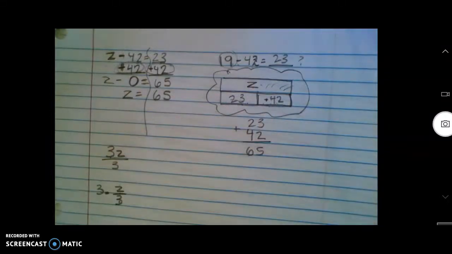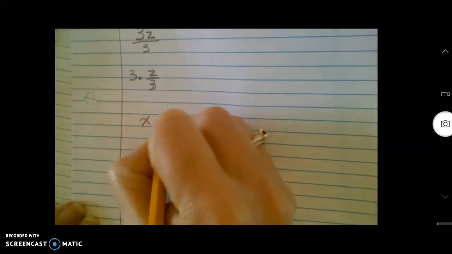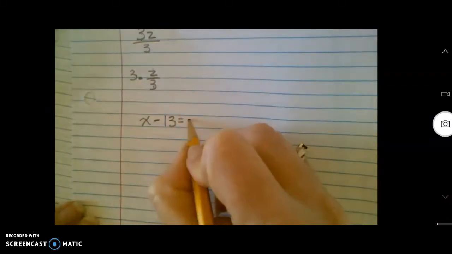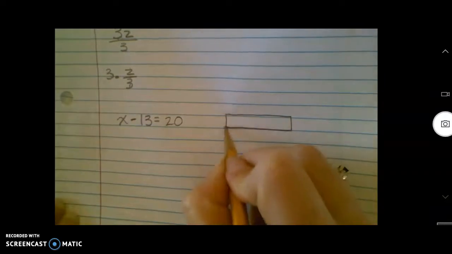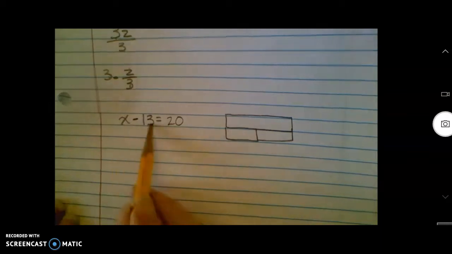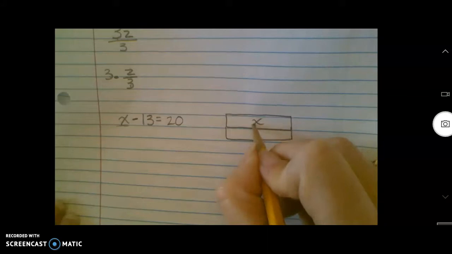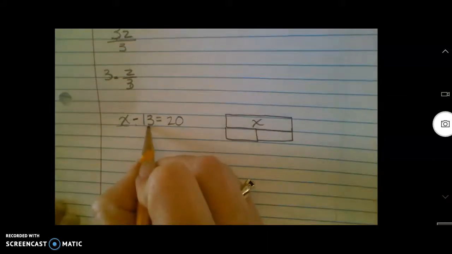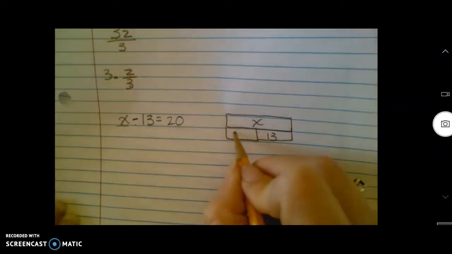So we're going to try a couple more, and so let me do one more. If I had x minus 13 equals 20, first thing I would do is draw my tape diagram. That's going to be a part, whole. So here's my two parts. So when I'm looking at this, which number is the biggest thing? It's going to be the x. That's the whole. Then I take away 13.